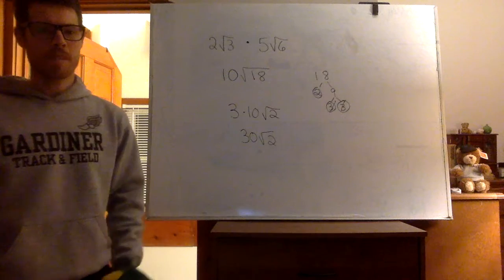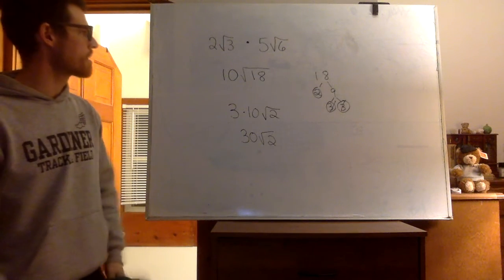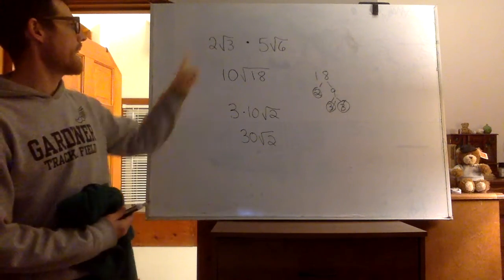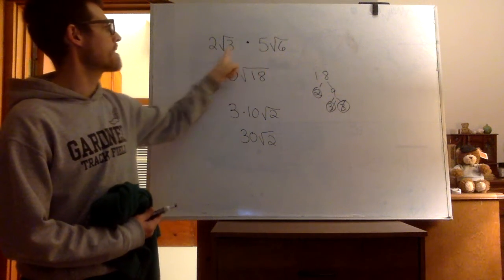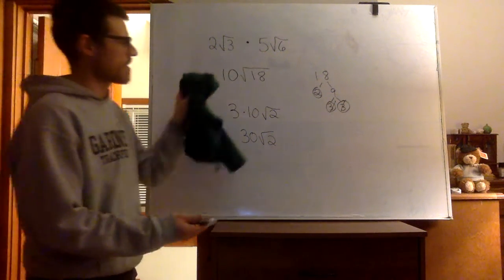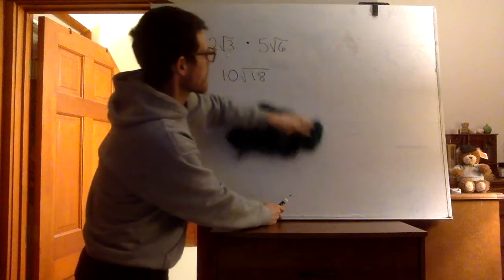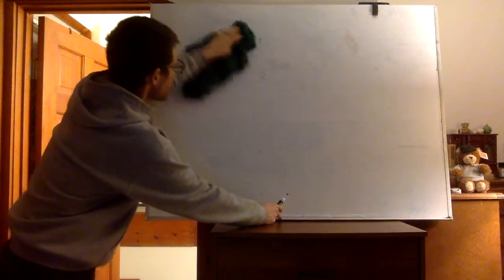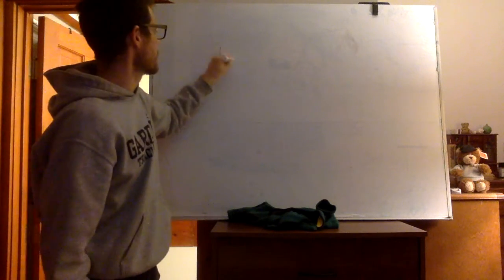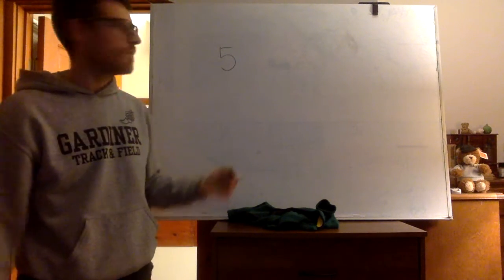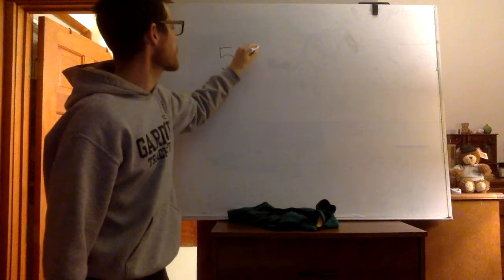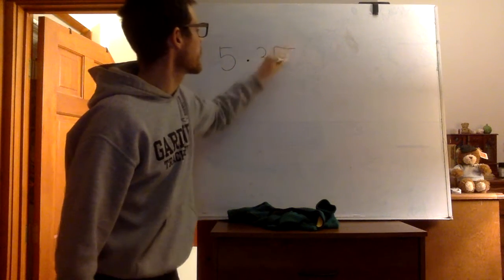Now the question becomes, what if you're missing one of these components? So this one had a number on the outside in both places and a radical in both places. What if I erased this and I said the first number didn't have a radical at all? It was just a number. So let's say it's 5. And then I grab the next expression, 3 square root of 10.